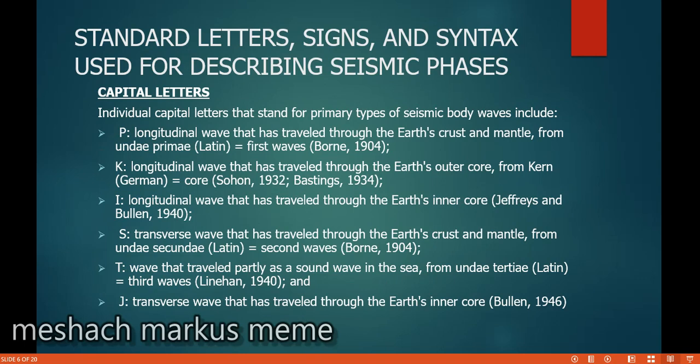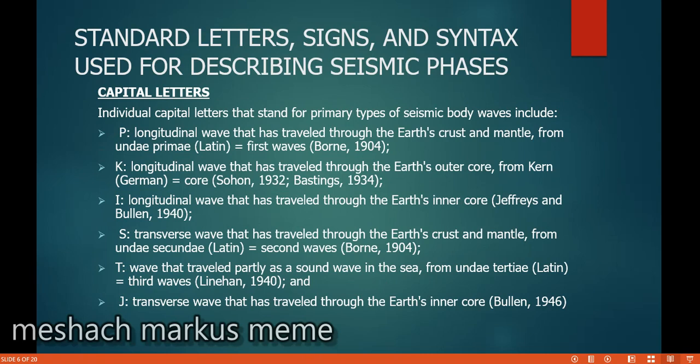So in our next headline, we have standard letters, signs, and syntax used for describing seismic phases. We have the capital letters. At the end of this, we'll see some diagrams and the explanation attached to it. Individual capital letters that stand for primary seismic waves include P, K, I, S, T, and J. J is a transverse wave that travels through the earth's inner core. If you check the bulletins, you will see it.